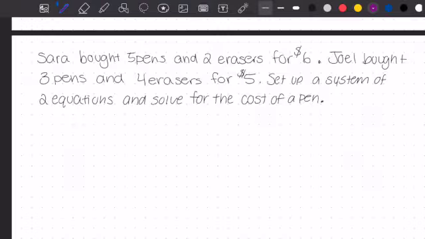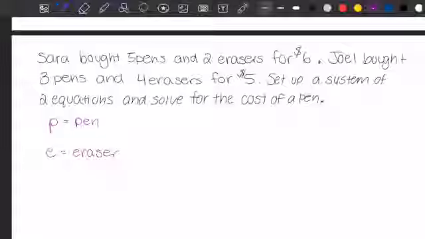Okay, so again, the first thing I'm going to do when I write out my equation is pick variables that I like. So I'm going to do P equals pen, E equals eraser. You could use X and Y. It doesn't matter to me what variables you use. Just make sure you write out a little key somewhere.